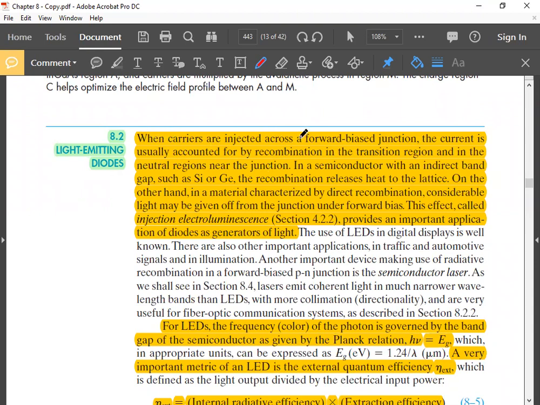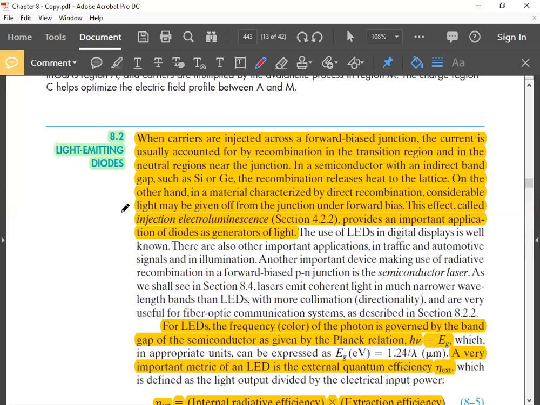When carriers are injected across a forward bias junction, the current is usually accounted for by recombination in the transition region and in the neutral region near the junction. Remember, when I discussed chapter 5, minority carrier injection, I discussed the carrier injection in the forward biased case. When the junction is forward biased, minority carriers are injected from P side to N side and N side to P side.